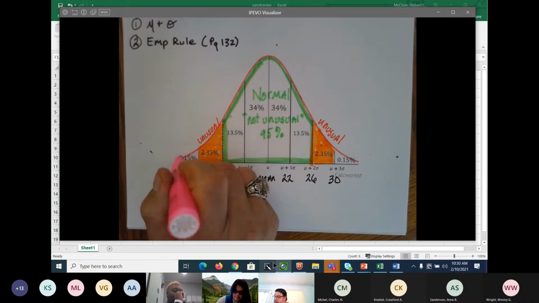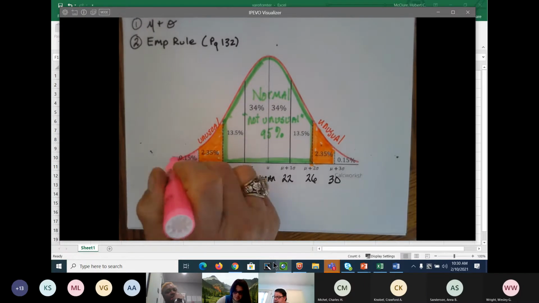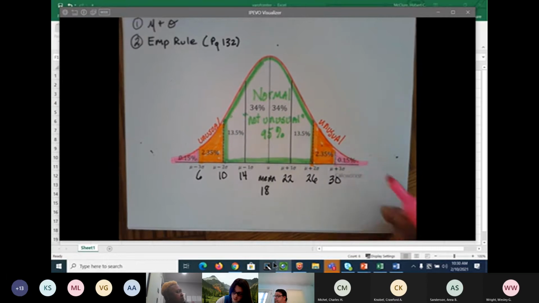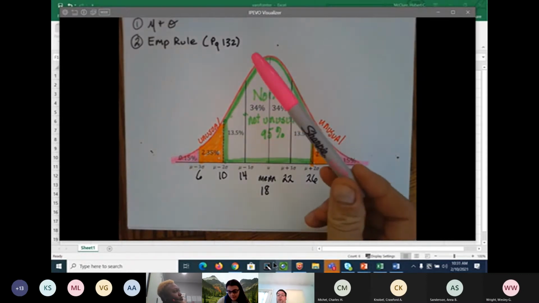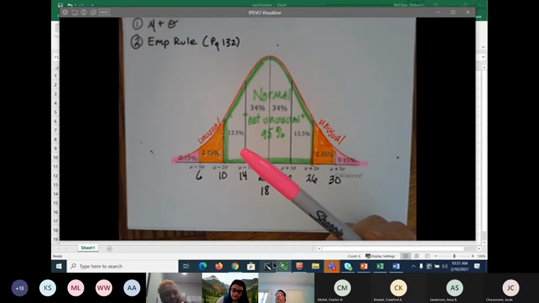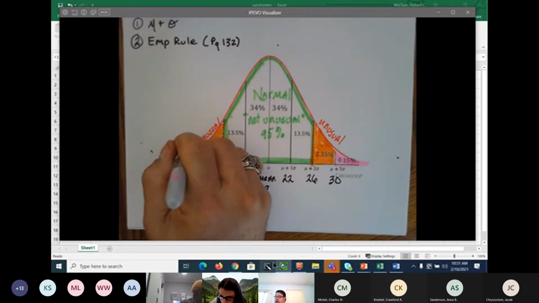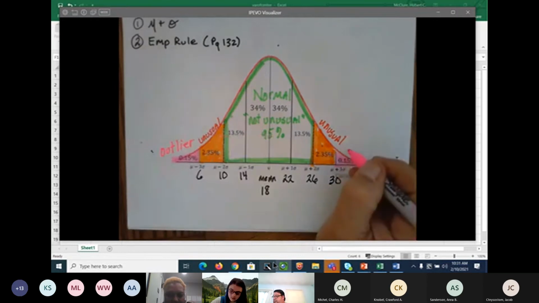Now, if the orange is unusual, and I want you to listen here, then somebody tell me what the pink is. Highly improbable. Okay, yes, but this is one word. I get to use my neon pink Sharpie. One word. Starts with an O. Outliers. Good job. Yeah, okay. And I don't know if it's spelled with an E or an A. I think it's an E.